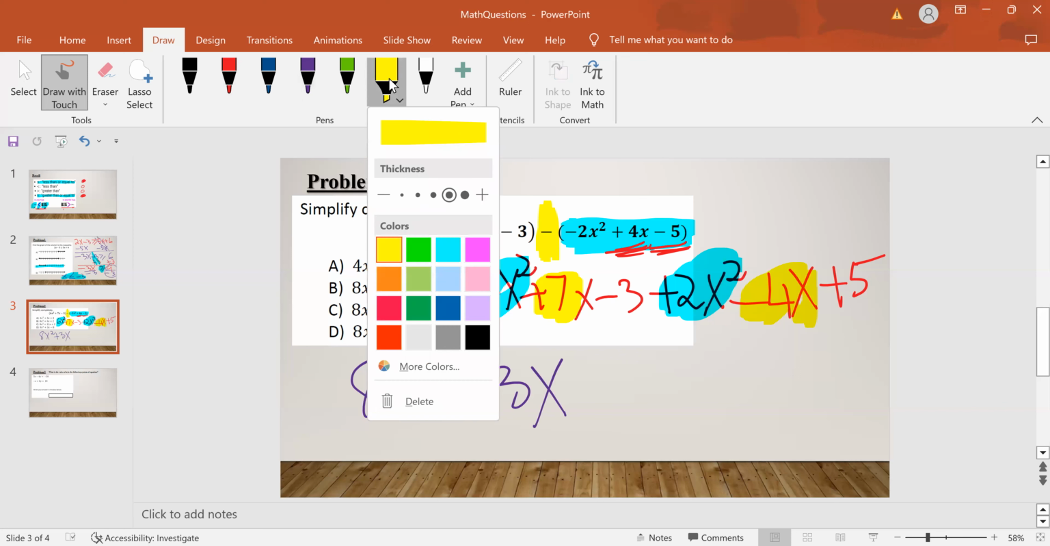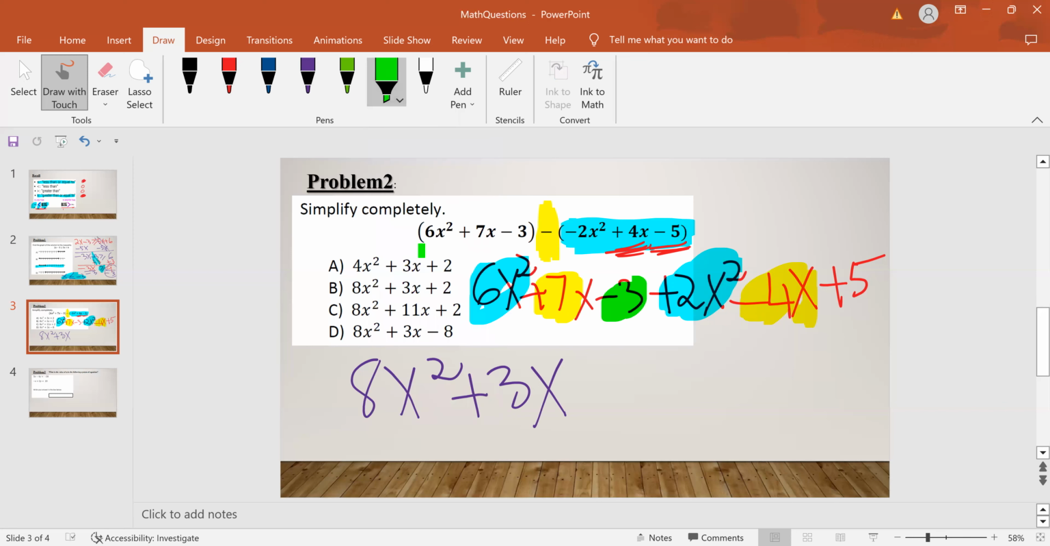Do you have more like terms? Yes, we have more. So we have a negative 3 and positive 5. Why are they like terms? Because both are just numbers without a variable, without the x. So yes, we can combine them. And negative 3 plus 5 is how much? Negative 3 plus 5 is positive 2. Okay, therefore, the best choice here is what? B.